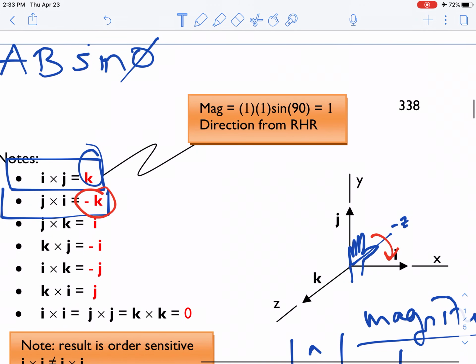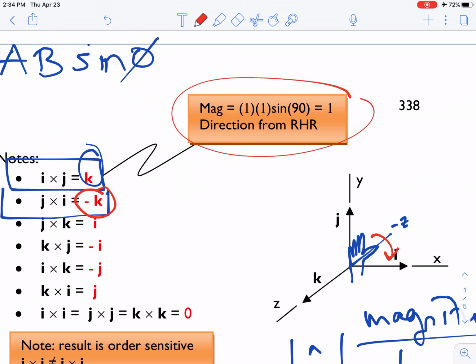Okay, now we just looked at the direction. For the first one, we find out that it was positive z direction, and the second one was negative z direction. Now let's understand what the magnitudes are. To find the magnitude, again, you can see it in this box here, but I'm just going to write it again. So this is i cross j, and I'm writing the magnitude.